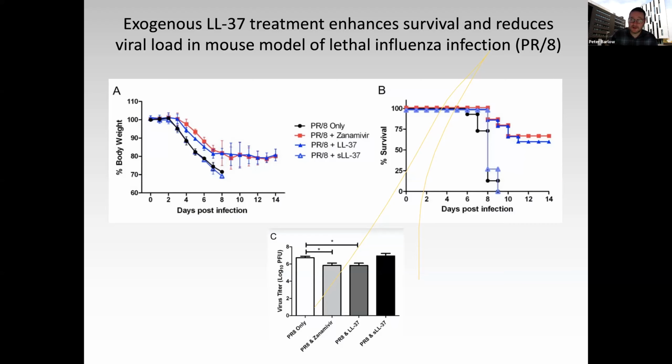And remember, this is a lethal influenza infection of mice. If you look down at the bottom there, chart C shows the amount of virus that was actually remaining in the mice after treatment with LL-37. What you see is about a tenfold drop in the amount of virus when you treat the mice with zanamivir or LL-37. That's quite a substantial drop in virus, but it maybe doesn't explain why the mice survived. So there might be other things happening here.